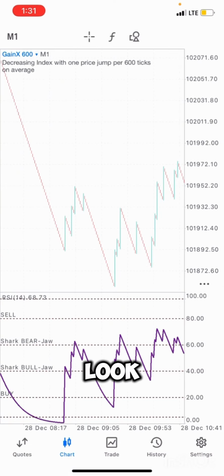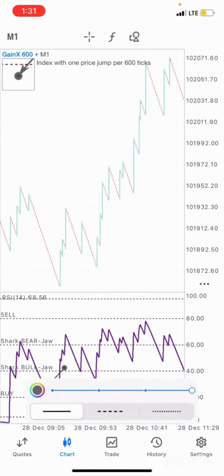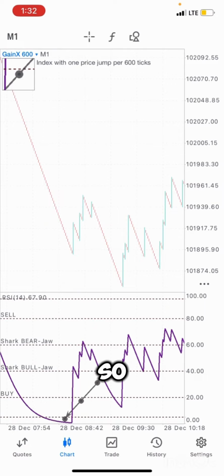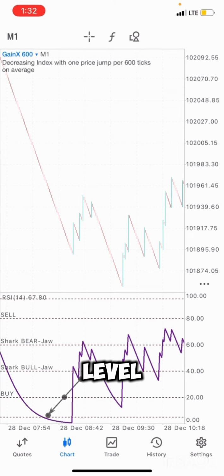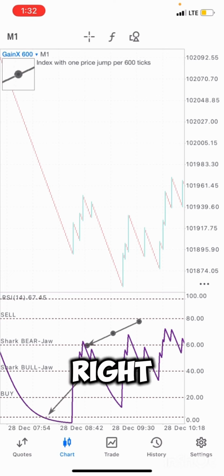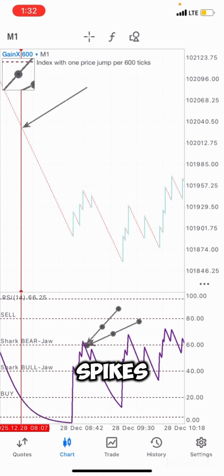Now first you are going to look for RSI period 14 to touch the 5 level, right? It spikes to the shark bear jaw, right? So you are going to look for RSI to cross this level, and also for RSI to cross this level, which is the shark bear jaw. Once RSI crosses the level 5 without spiking and then spikes to the shark bear jaw like this.